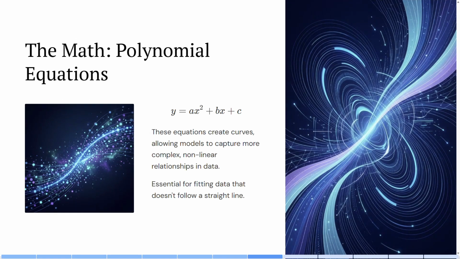Next, we have polynomial equations. These are curves where y equals ax squared plus bx plus c. This is where your data doesn't fit in a straight line, you need curves. This helps capture more complex relationships, like how crop yield might increase with fertilizer up to a point and then decrease if you use it too much.